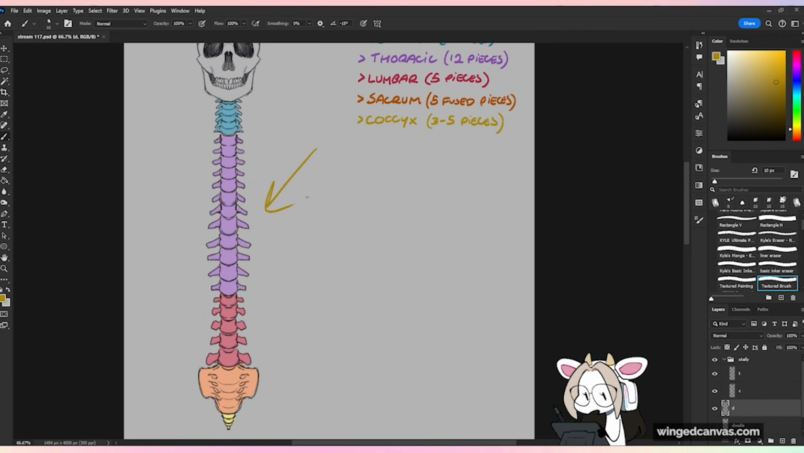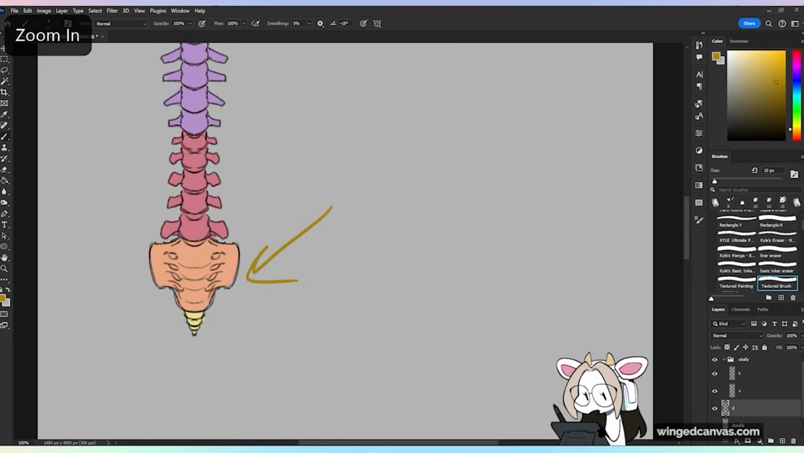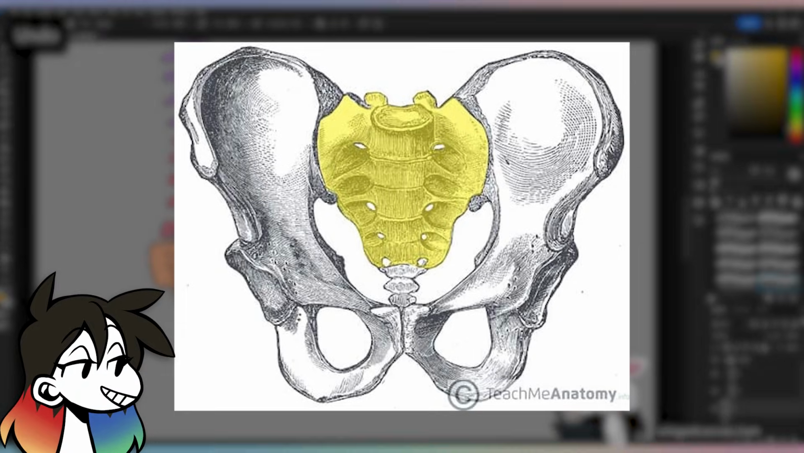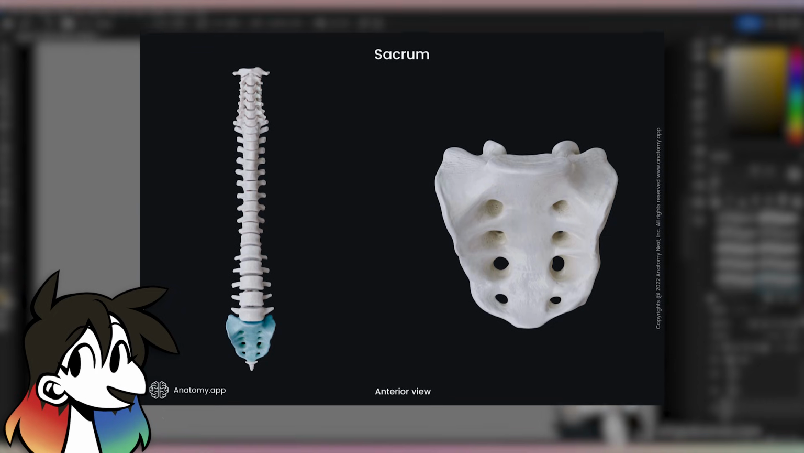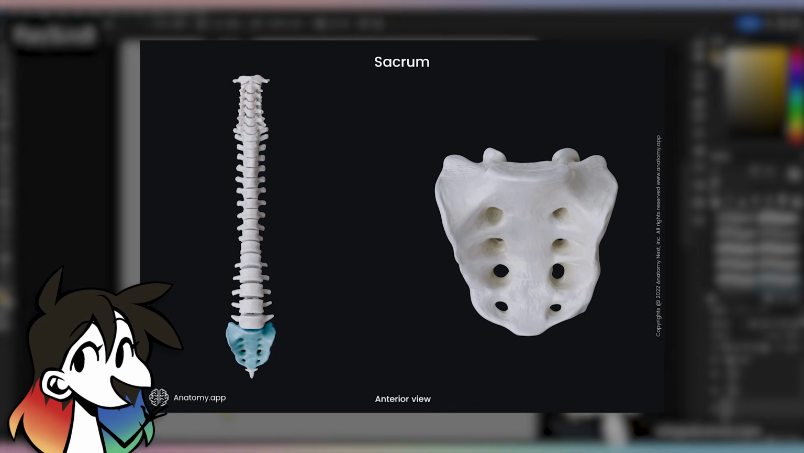Again, thoracic, that's where your rib cage is. Lumbar, that is your lower spine. Your sacrum: this is the part of your spine that connects your pelvic bones. It is also a fused set of 4 vertebral pieces.